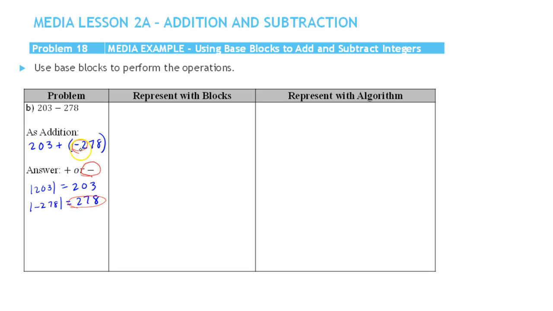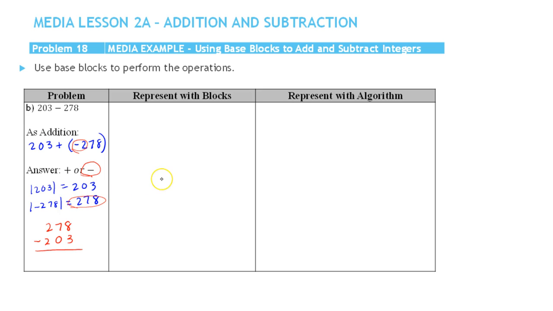Now, the corresponding problem we are going to do here, since we're adding numbers of opposite signs, we're going to subtract the smaller absolute value from the larger. So we want to find 278 minus 203. This is what we're going to compute, and then we know in the end we're going to have a negative answer because the absolute value of negative 278 is larger than the absolute value of 203.